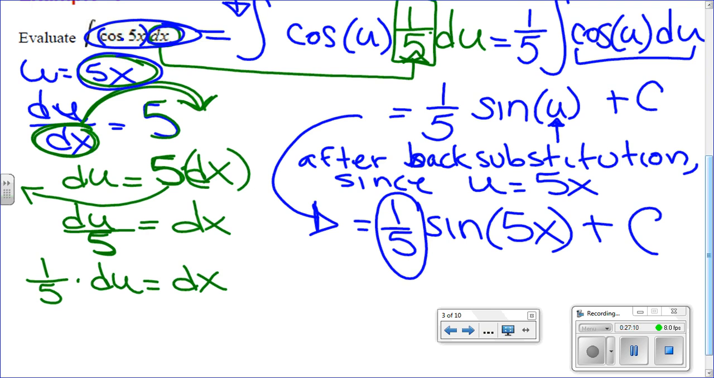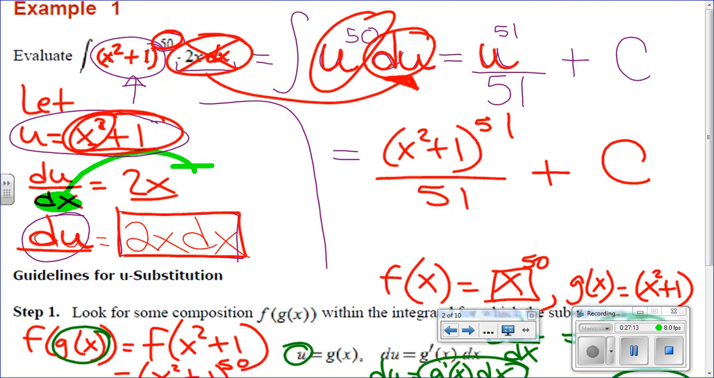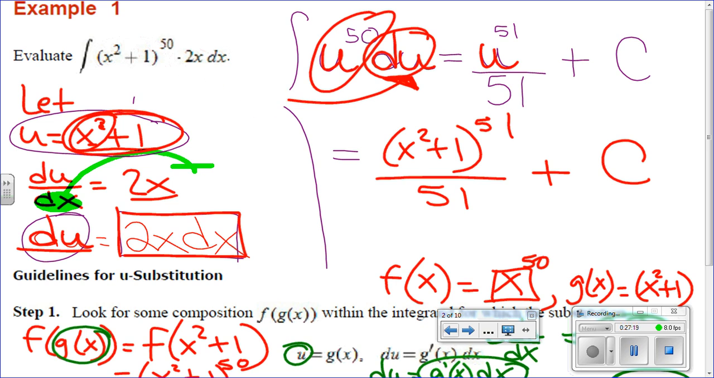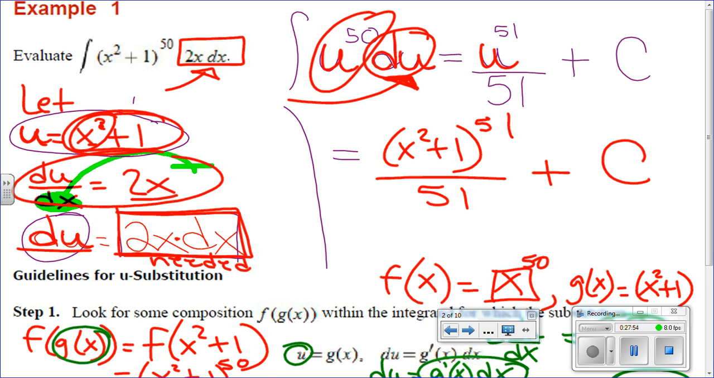On the previous problem, the one that had 2x, let me go back to it. This one. Right here, I needed the whole 2x dx, because that's how the question was written. So when I took the derivative of u, right here, I just had to take the dx to the right side for convenience. So then once I got 2x dx, I just left it alone. And I didn't do anything else with the 2 or with the x. I just left it there. Why? Because this is what I needed. Because that was the question. So it depends on the question.